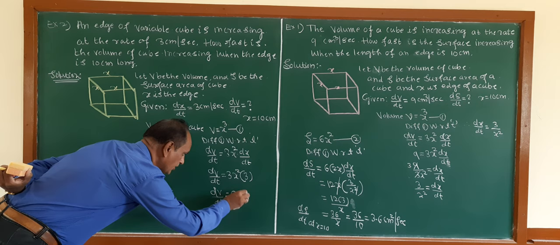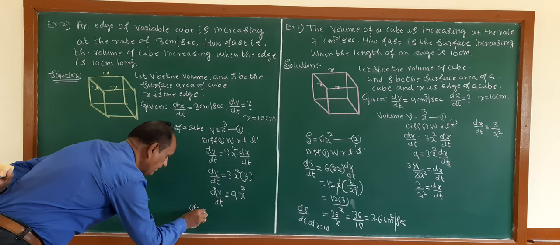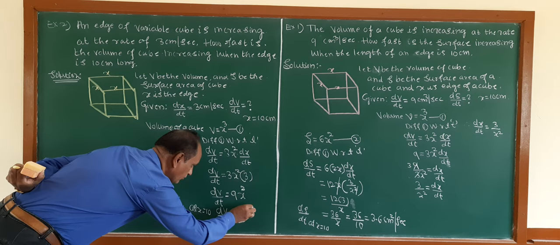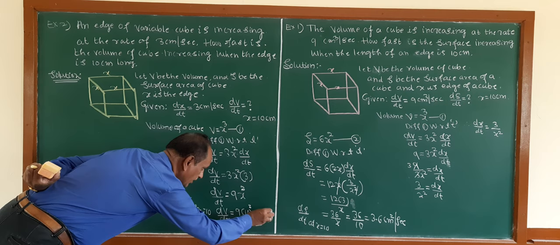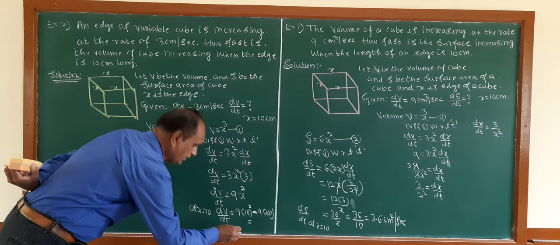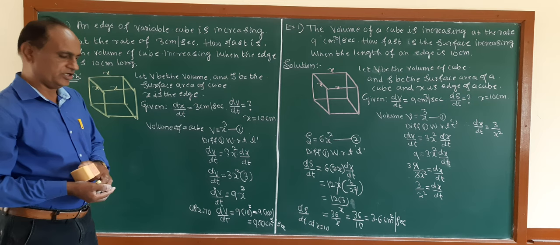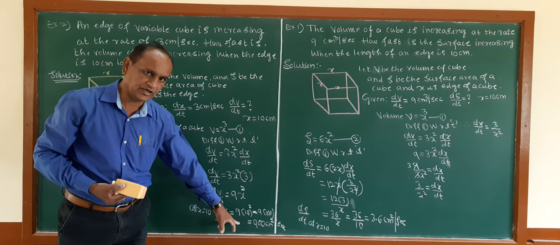Now at x is equal to 10, dV by dt is equal to 9 multiplied by 10 squared. So this is equal to 9 into 100, which is 900 cm square per second. So the required dV by dt is 900 cm square per second.